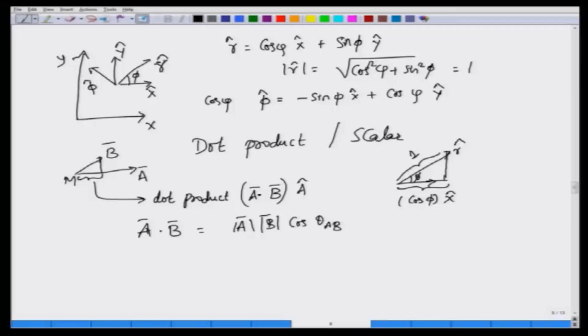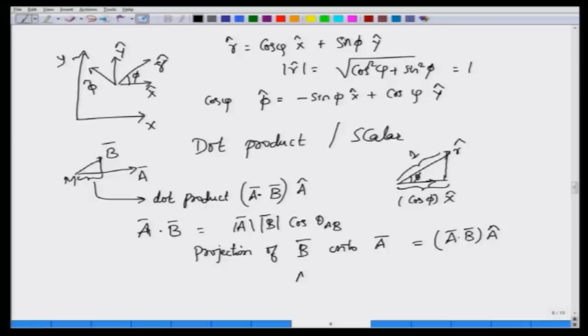You can of course multiply this one by the unit vector along A to get the vector component of B along A. We also call this the projection of B onto A. Projection of B onto A is given by the dot product value, which gives me the length of B along the vector A, times the unit vector along direction A.